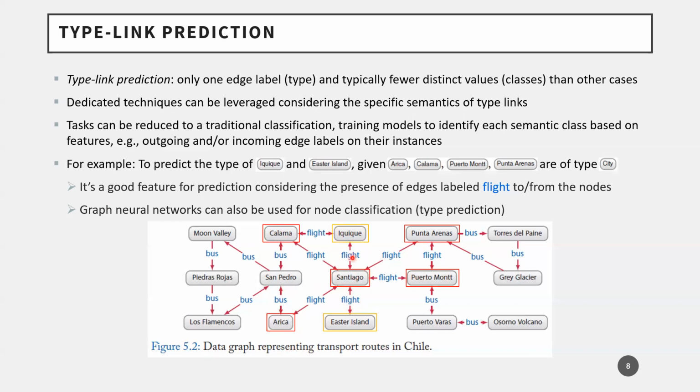Actually, the links between these nodes have flight links in both directions, similar to these links. So we can predict that Iquique and Easter Island are also of the type city. It's a good feature for prediction that we consider the presence of edges labeled flight to or flight from the node. And graph neural networks can also be used to classify nodes.